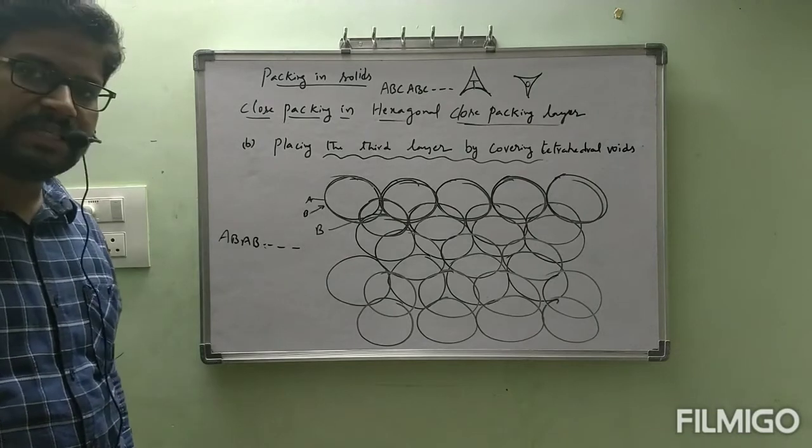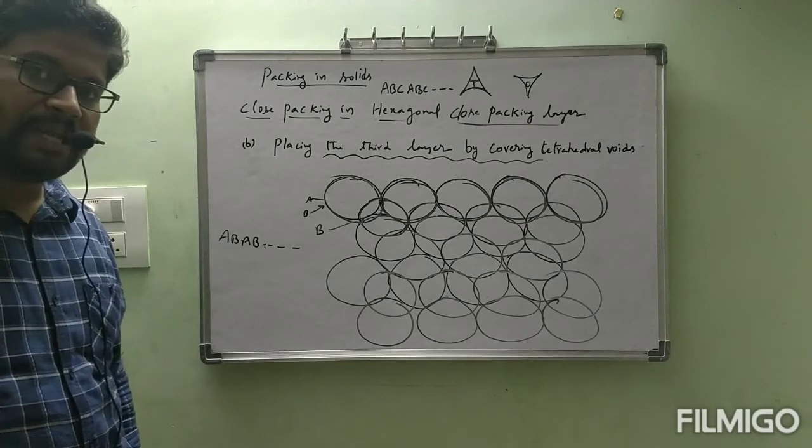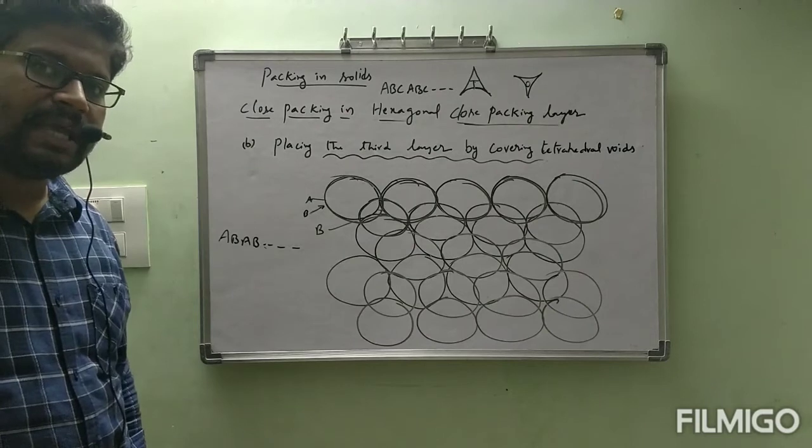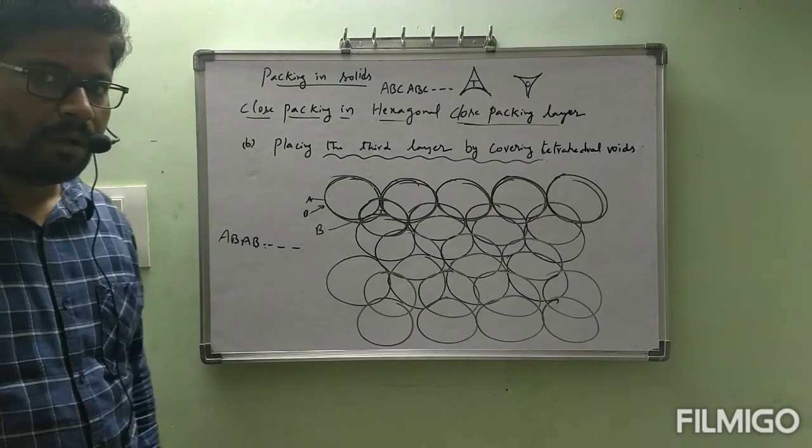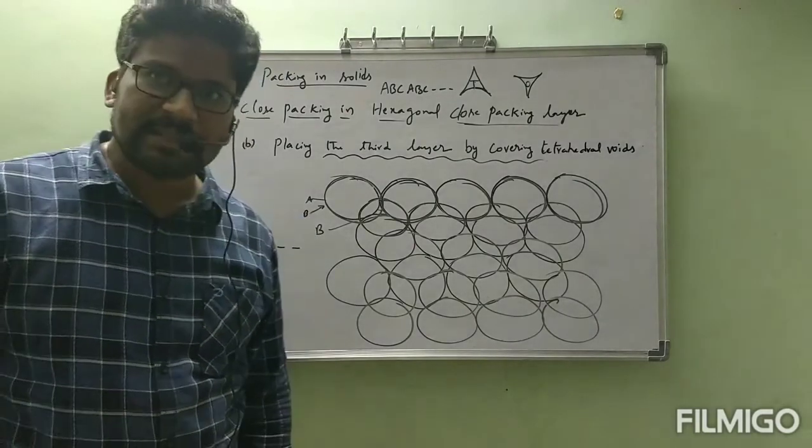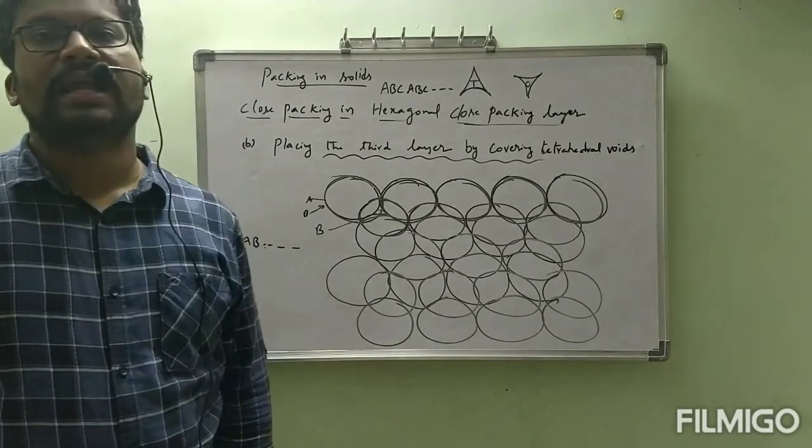This is the alignment which is called AB alignment. The previous alignment is called ABC alignment. This alignment is called AB alignment.